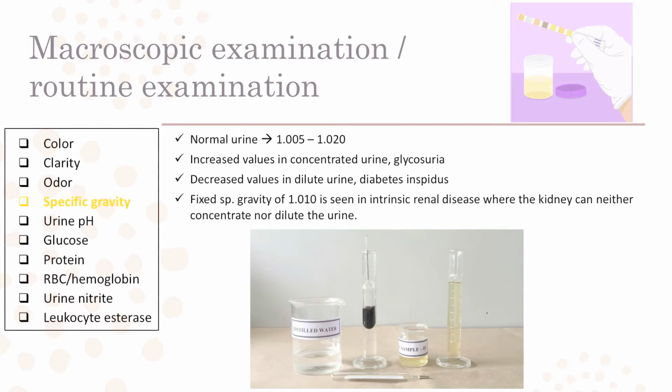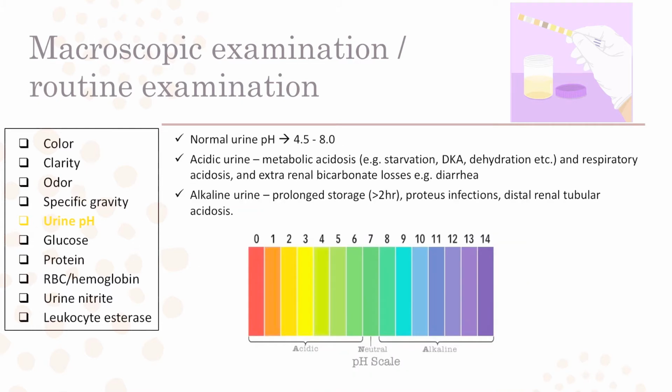Specific gravity. Normal urine is 1.005 to 1.020 in specific gravity. Increased values are found in concentrated urine and in glycosuria. Glycosuria means glucose in the urine, increased level of glucose in the urine. Decreased values are seen in dilute urine or diabetes insipidus. Fixed gravity, however, if the urine is giving fixed gravity on repeated testing, that is 1.010, then it can be an indication of intrinsic renal disease, where the kidney cannot concentrate or dilute the urine.